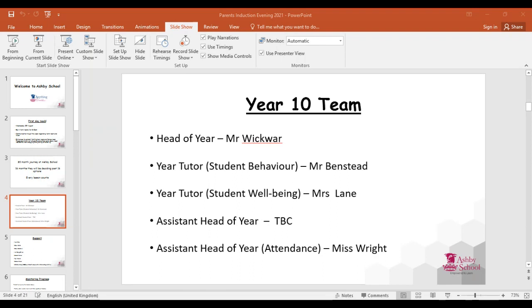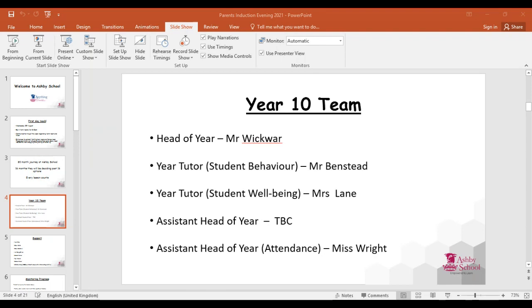So she again will be looking at those students who are not attending as much as possible, and also rewarding those students who do attend. She may well be communicating with you in order to discuss attendance if we start to become concerned that your child is slightly slipping below those numbers that I talked about previously. So that's the year 10 team.